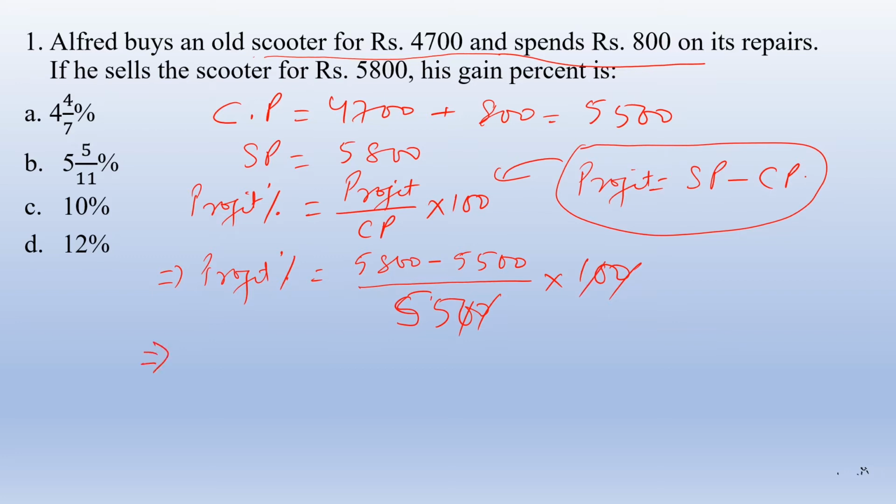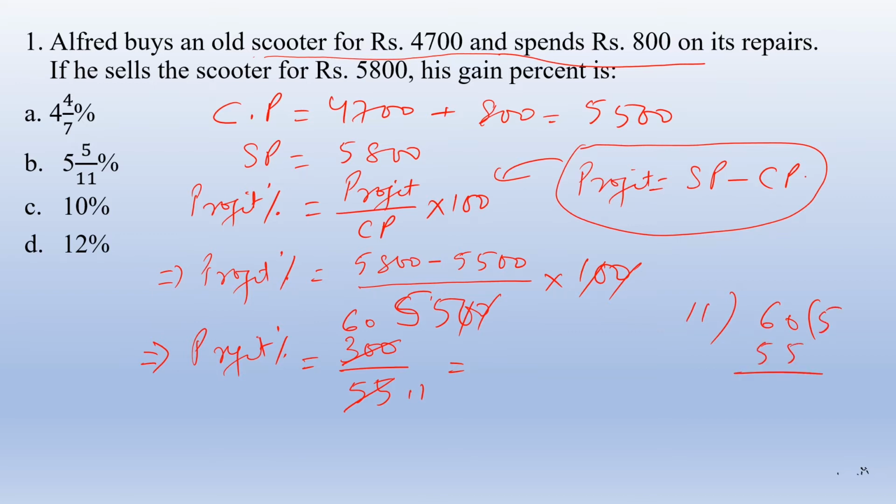So from here it follows profit percent equal to 5,800 minus 5,500 is equal to 300 divided by 55, and the numerator and denominator we can divide by 5. So 5 will get 60 here and 5 will get 11 here. If we divide 60 by 11, we will get 5. 5 elevens are 55 and the remaining will be 5. So here we get the answer to be 5 and 5 by 11%. So the correct option here is option B, which is 5 and 5 by 11%.